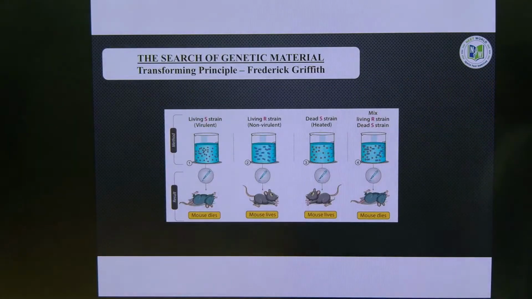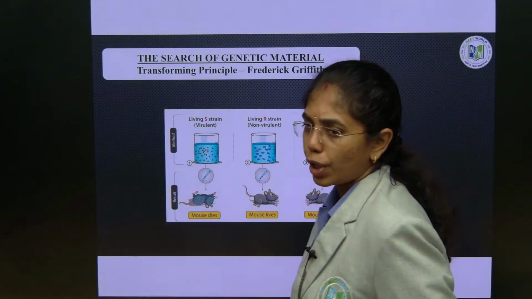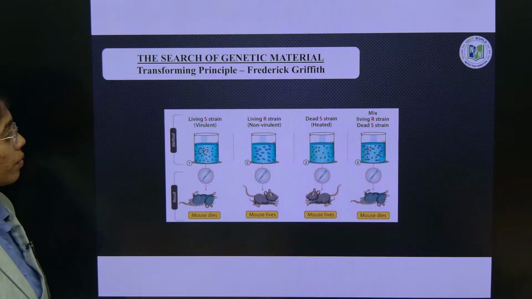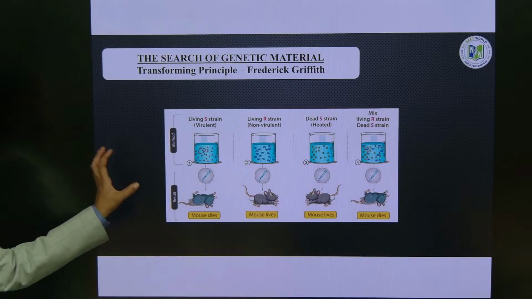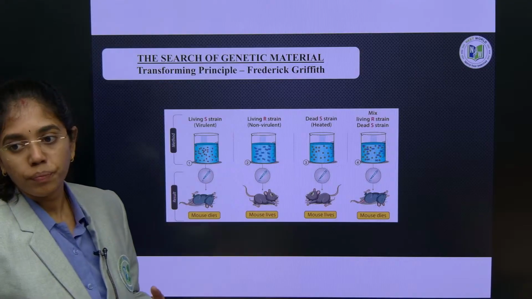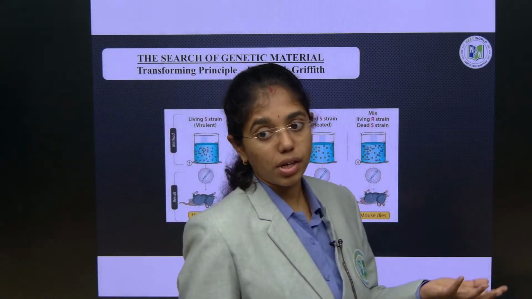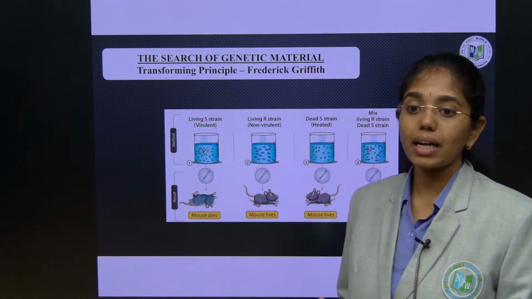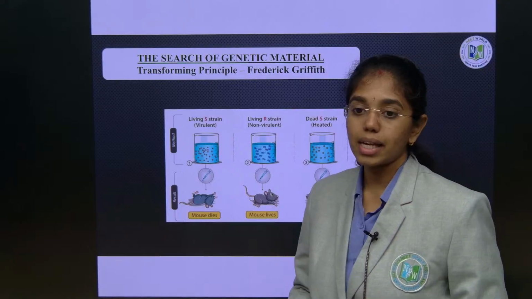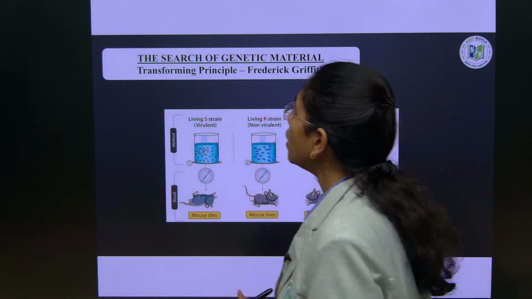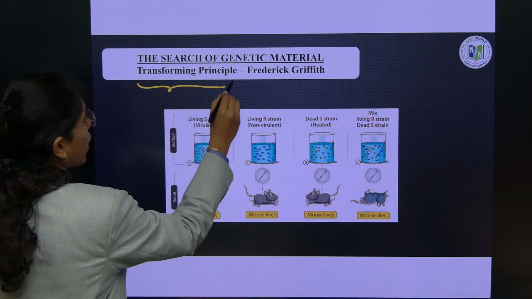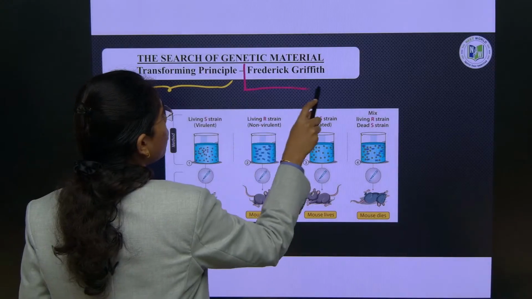Now, search for genetic material. Scientists began in the late 18th century and the beginning of the 19th century the process of what is transmitted across the generations. Of course, Mendel addressed it in the form of factors, but what is actually transferring? Nobody knows. Then the search for genetic material began. First experiment is what? Transforming principle. First and foremost experiment is the transforming principle, which was given by Frederick Griffith.